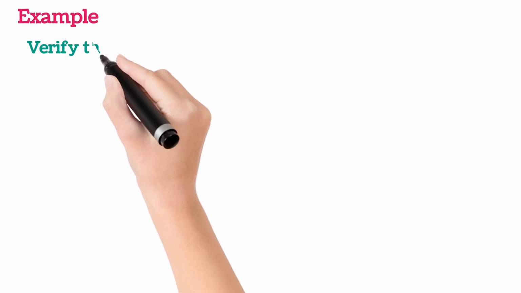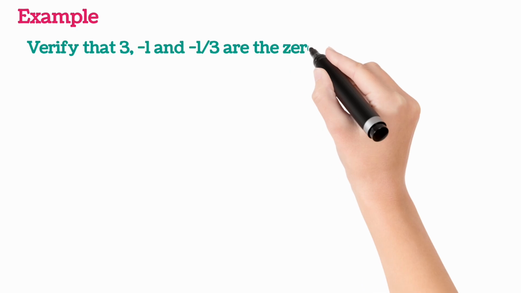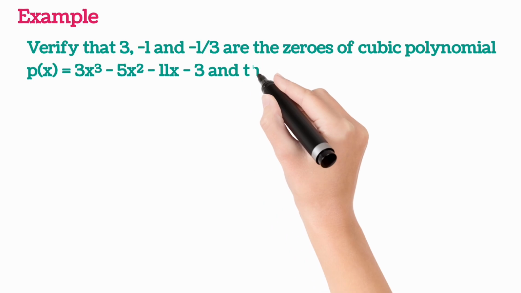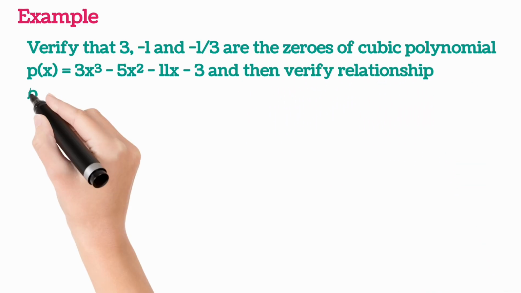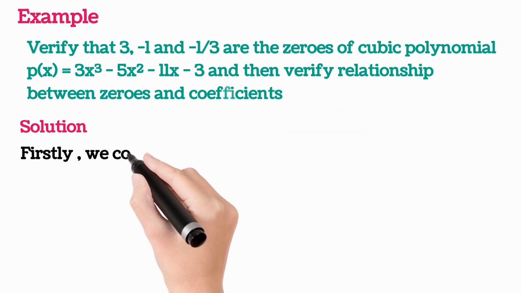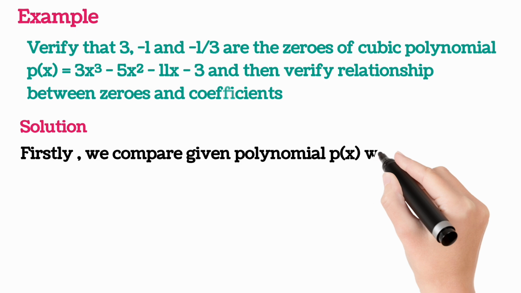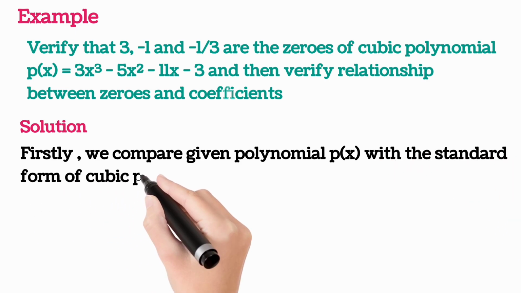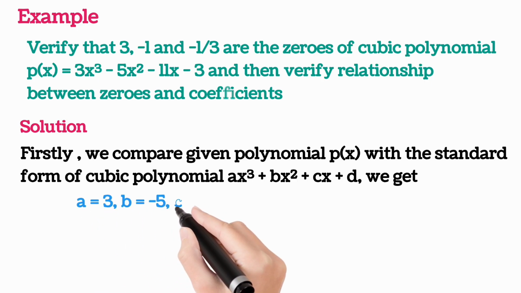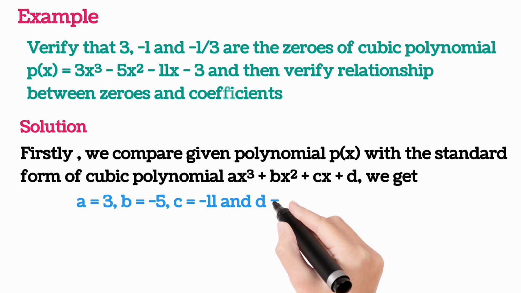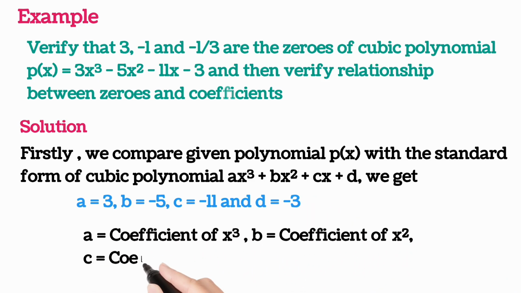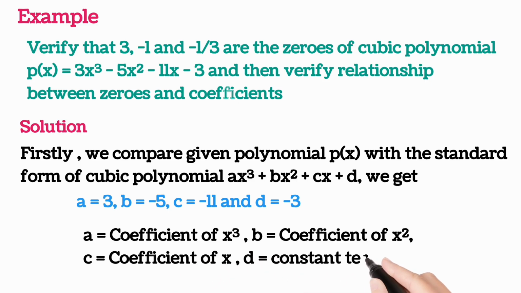Look at an example. Verify that 3, minus 1 and minus 1 by 3 are the zeros of the cubic polynomial p(x) equal to 3x cube minus 5x square minus 11x minus 3, and then verify the relationship between zeros and coefficients. For this, look at the solution. Firstly, we compare the given polynomial p(x) with the standard form of cubic polynomial ax cube plus bx square plus cx plus d. We get a equal to 3, b equal to minus 5, c equal to minus 11, and d equal to minus 3. Here a is the coefficient of x cube, b is the coefficient of x square, c is the coefficient of x, and d is the constant term.